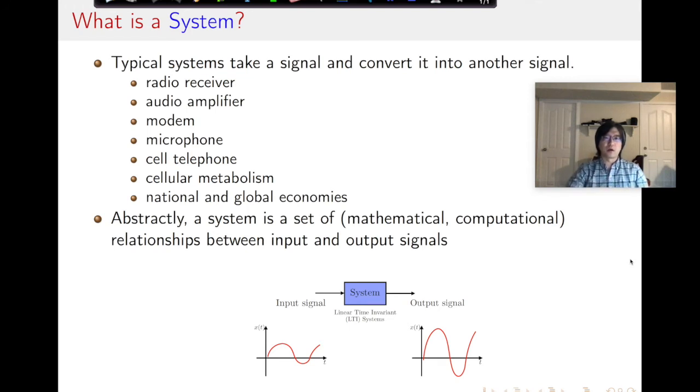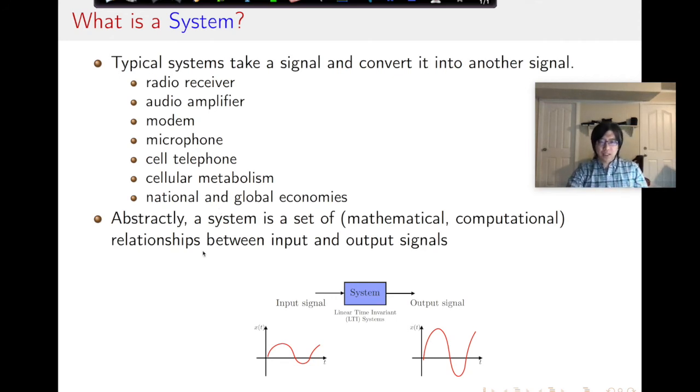So here are some examples of systems. It could be a radio receiver and the audio amplifier. It could be a modem, a microphone, a cell telephone, and it could even be a cellular metabolism. And it could even be national global economies. As long as it manipulates the input signal, that is a system. For example, let's say the input signal is X and the output signal is X squared. This square operation is basically a system.